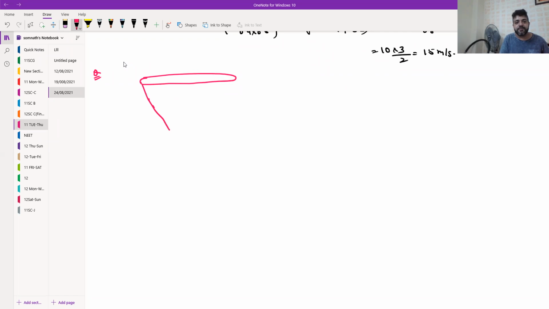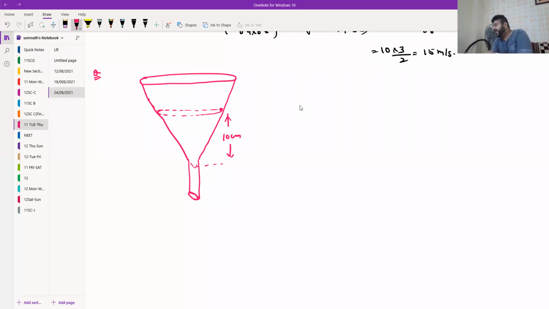This is the conical funnel, and a particle is moving in this way. The height from the vertex is how much? 10 centimeter.